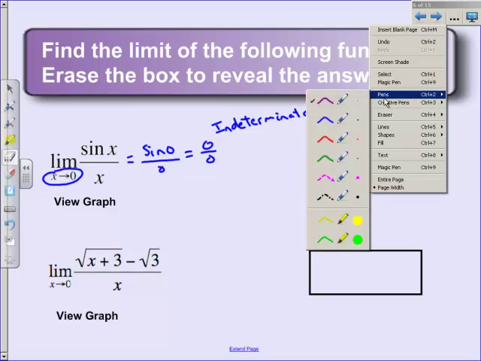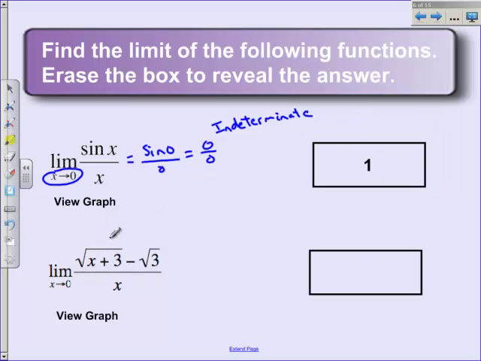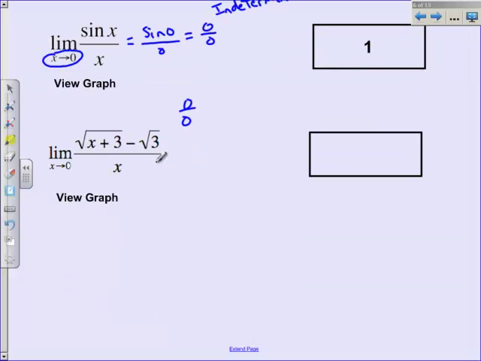Now, if we plug in 0 for x, we're going to get the square root of 3 minus the square root of 3, which is 0 over 0. And again, we get indeterminate. And here there's no algebra to do, but there is something that we can do, and it's called multiplying the top and bottom by the conjugate. We've done that several times this year.